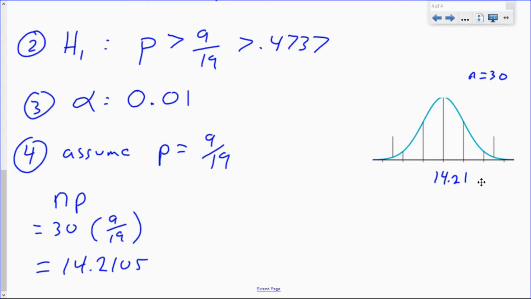So we're going to say, okay, assume that this is the probability of getting a red. What's the probability that you ended up with 20 reds or 20 or more? What's the probability that that happened, assuming the null hypothesis?